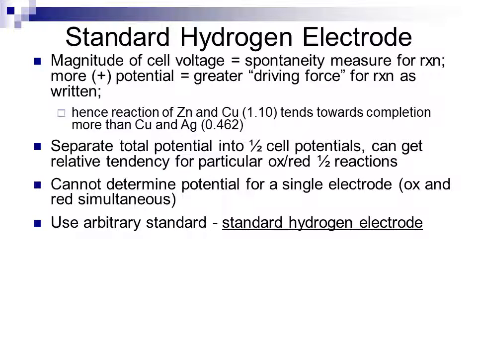So in order to determine these, we actually will just come up with an arbitrary standard. We base all of our standard electrode potentials against a standard value, and that standard value comes from what we call the standard hydrogen electrode.